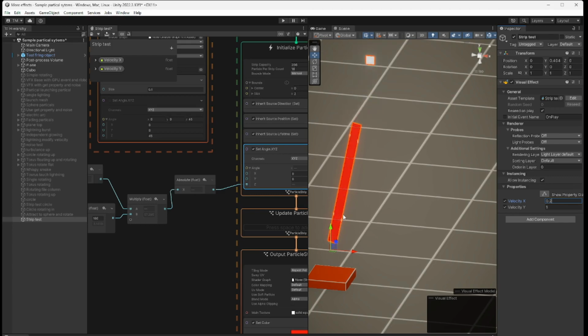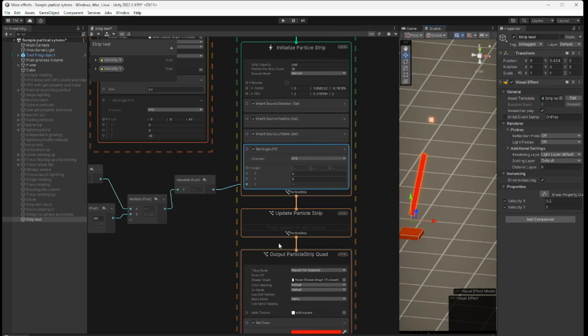So it's a very useful little piece of knowledge to know, and I wanted to share that with everybody. If you're using these particle strips, it's something you have to keep in mind and figure out. So that's pretty much it.